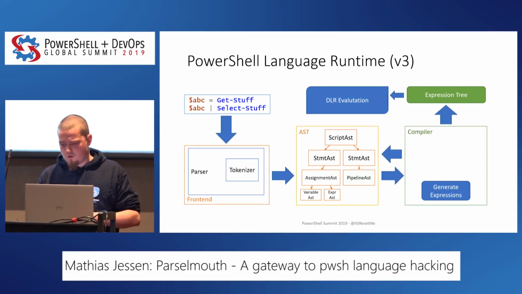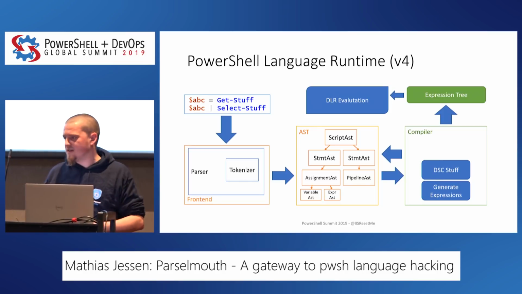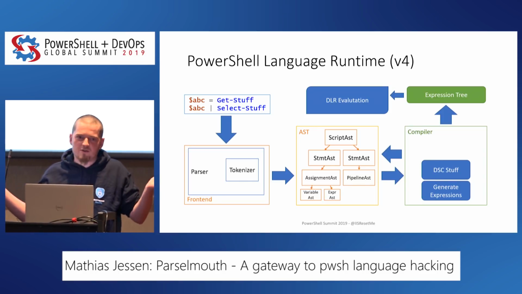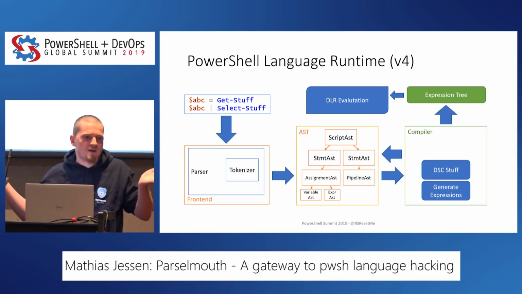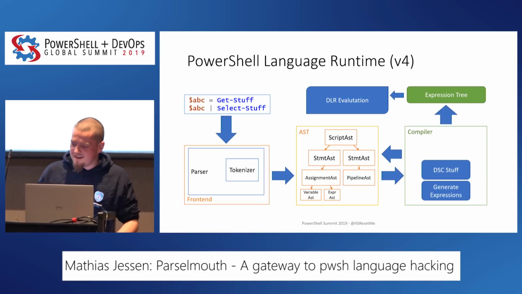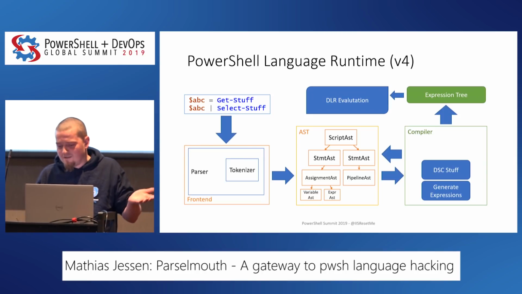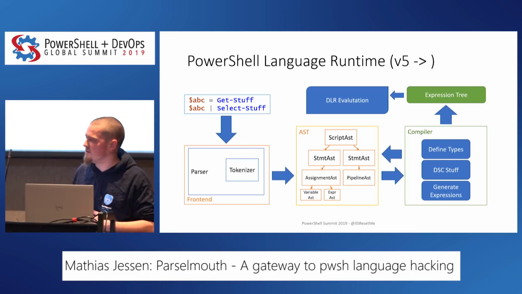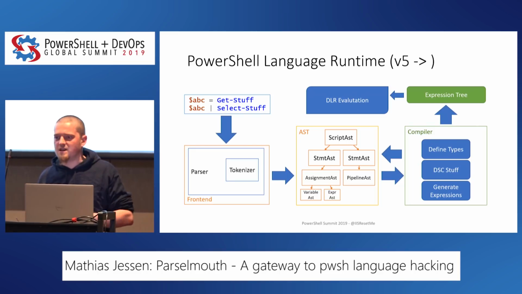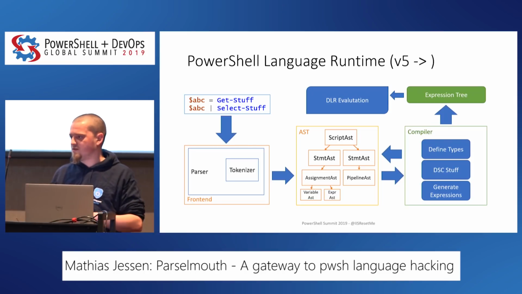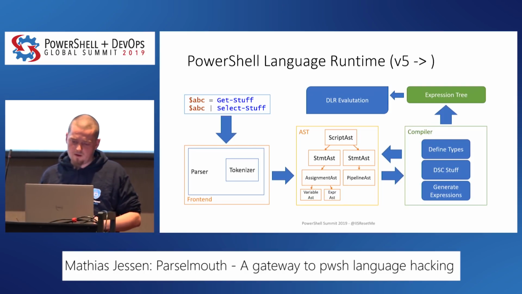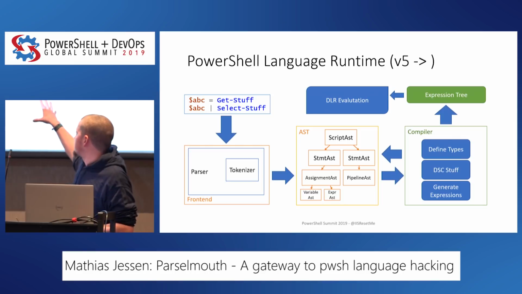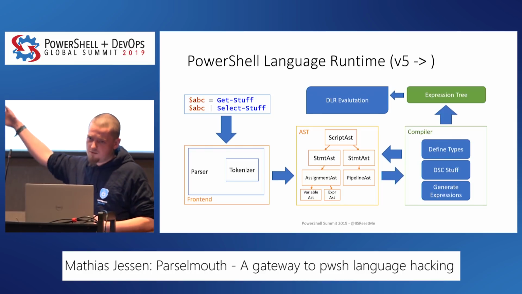In version 4, some more stuff gets added, right? DSC stuff. I don't know a lot about DSC, so I just put DSC stuff here, but I'm assuming there's something in there. And then something I actually have an understanding of: in PowerShell version 5 and onwards, we have this ability to define types, right? The class keyword, you put that in, and all of a sudden there's a new type in your runtime. The model is still the same. We generate an expression tree that the DLR can then evaluate at runtime.